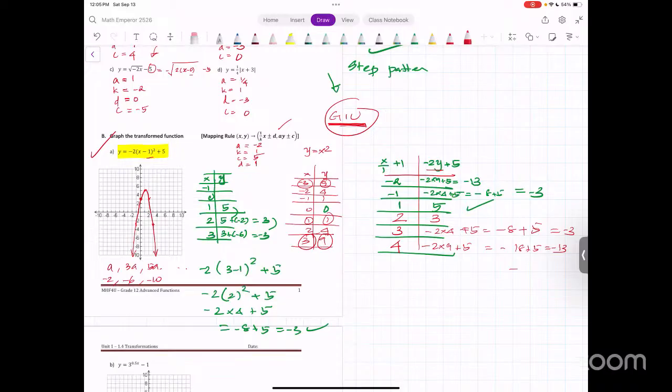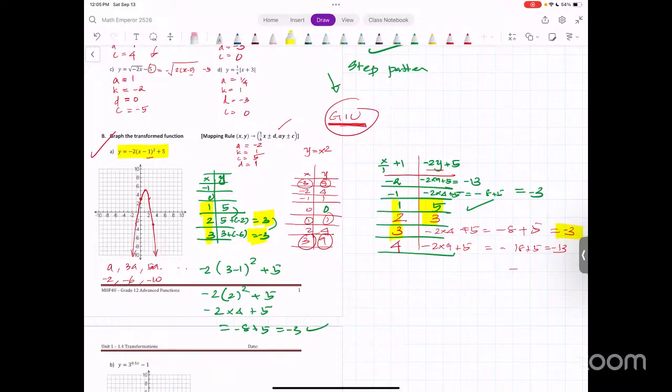So I got the points right. Because with the 3, I match with negative 3. With 2, I match with 3. With 1, I match with 5. But I don't have the point 0 to just verify it. That's fine. That's perfectly fine.